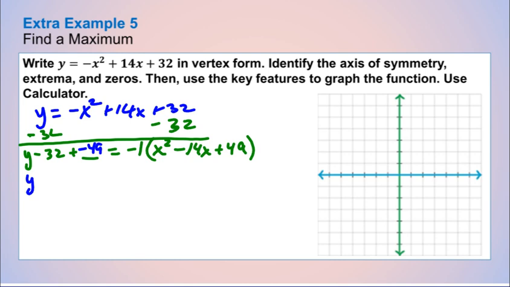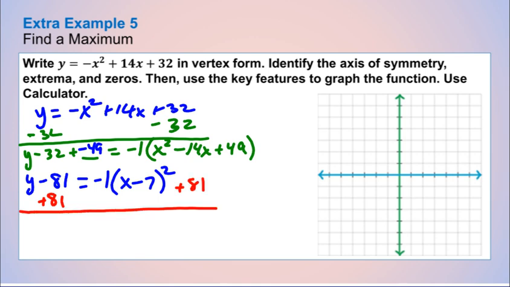That's going to give me y minus 32, negative 32 plus a negative 49. That gives me a negative 81. So minus 81 equaling, I have negative 1 times x minus 7 squared. Now I can get y by itself by adding 81 to both sides. So my vertex form would be y equals negative (x minus 7) squared plus 81.